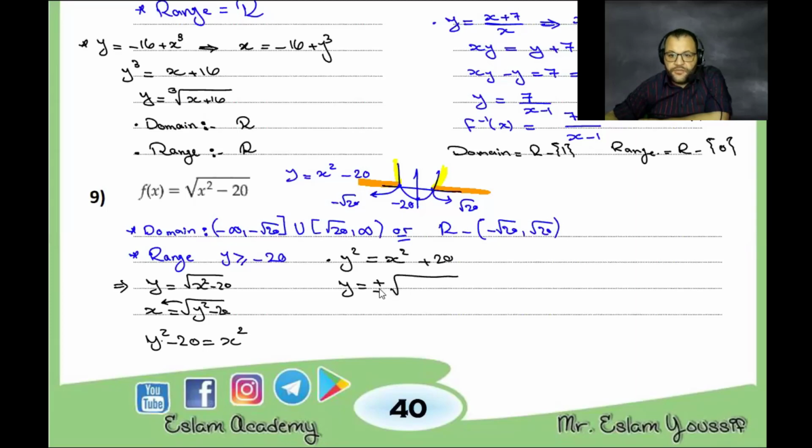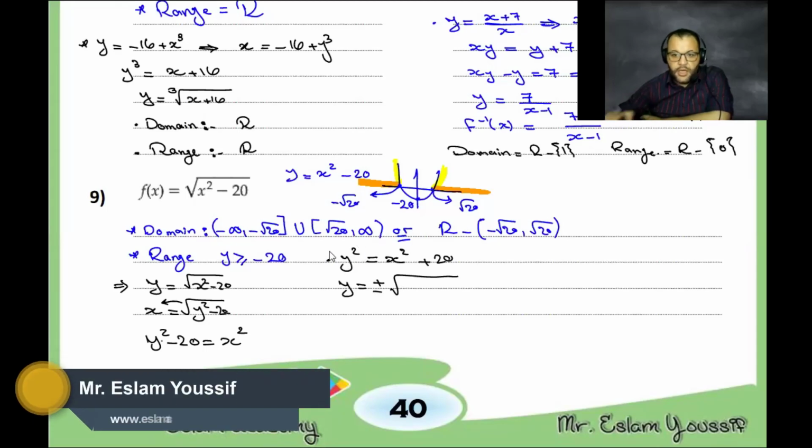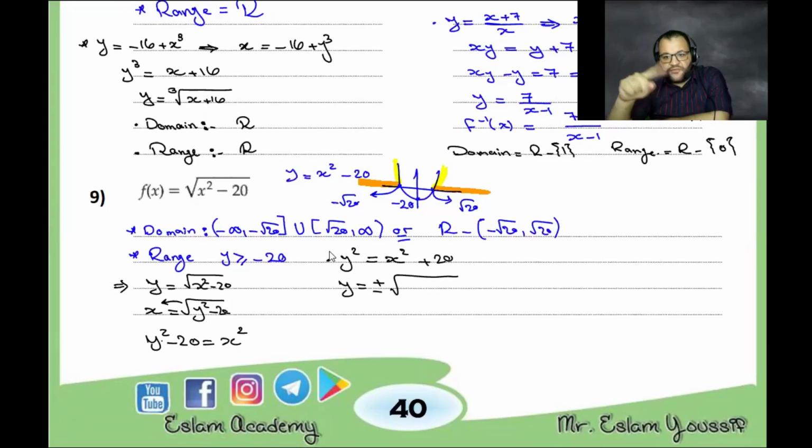Do you know why positive or negative? Because you have power 2. If you have any even power and you need to shift it to the other side, it will be positive or negative, the nth root. If that's power 2, it will be the square root. Power 4, the 4th root. Power 6, positive or negative. Any odd power, keep the same sign. If that's positive, it will be positive, negative will be negative. But if you have even power, it must be shifted positive or negative.